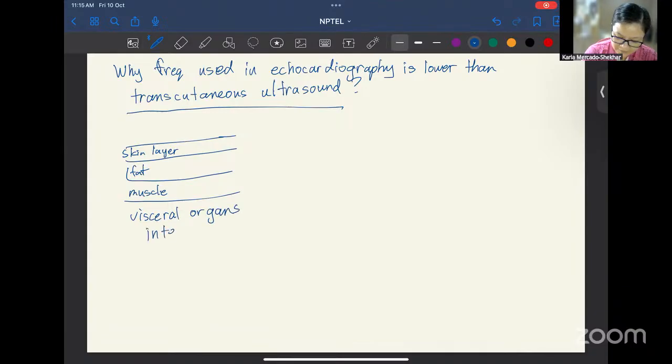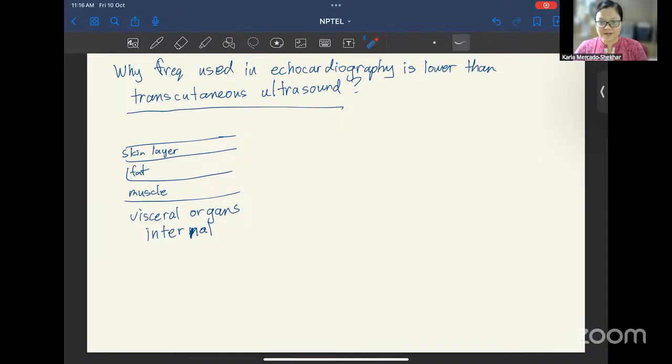Okay, so what do I mean by all of these layers of the body? If you look at your stomach, you have your skin layer, and sometimes there's fat in there. Then there's your abdominal muscles, and then inside your muscle is your stomach, your intestines, and so forth. So that's what I meant. Transcutaneous ultrasound usually refers to this layer. It usually uses higher frequencies, which is what this question implies.